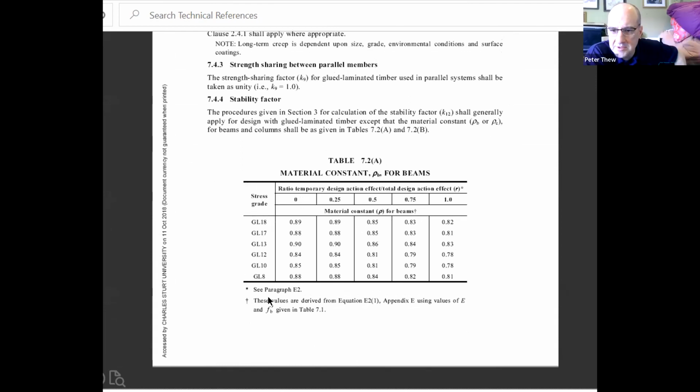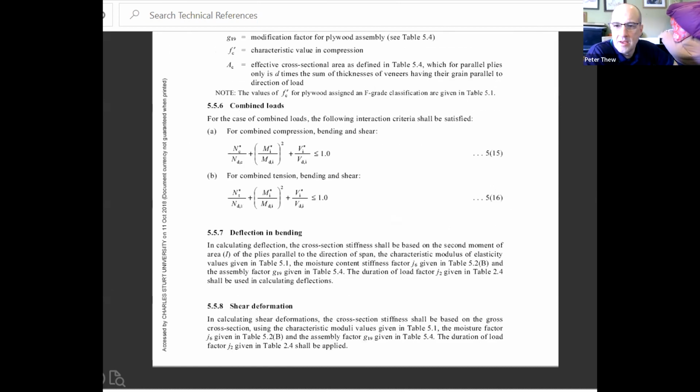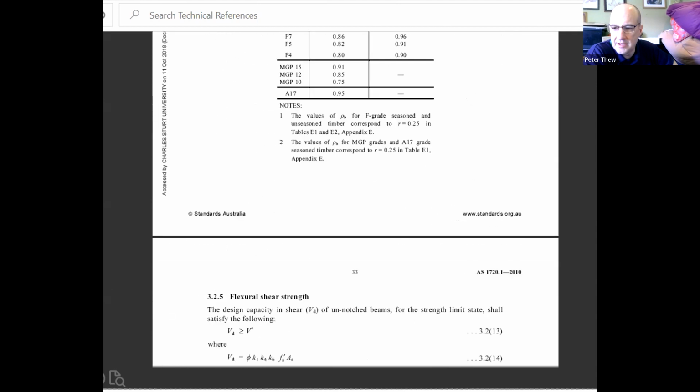This is rho B. You're talking about table 7.2? Yep. All right, this is the ratio of temporary design actions versus the total design action. So if you're only designing for permanent load, you use the ones in this column. If this beam has effectively no permanent load and it's all temporary load like wind, you're over in here. If you're halfway, it's here. So it's about the ratio of the dead load to the live load. Okay. All right, let's go back to our natural timbers.